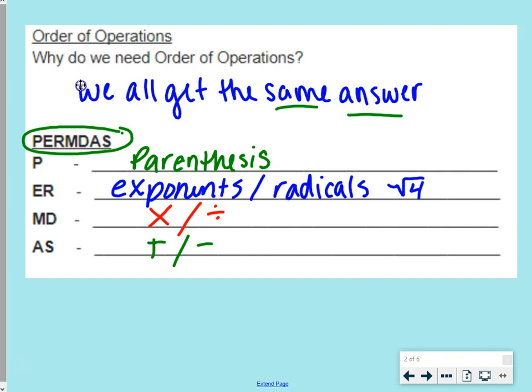Now, what's really important to remember is that for multiplication and division, we go from left to right. Same for addition and subtraction. It's in order from left to right.